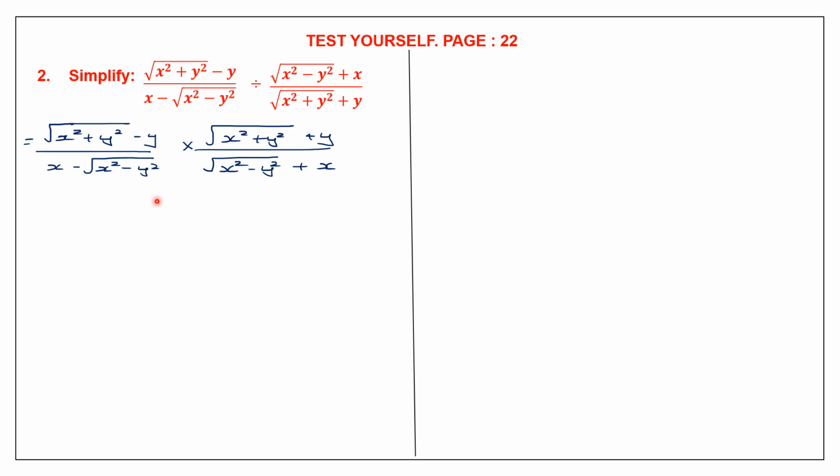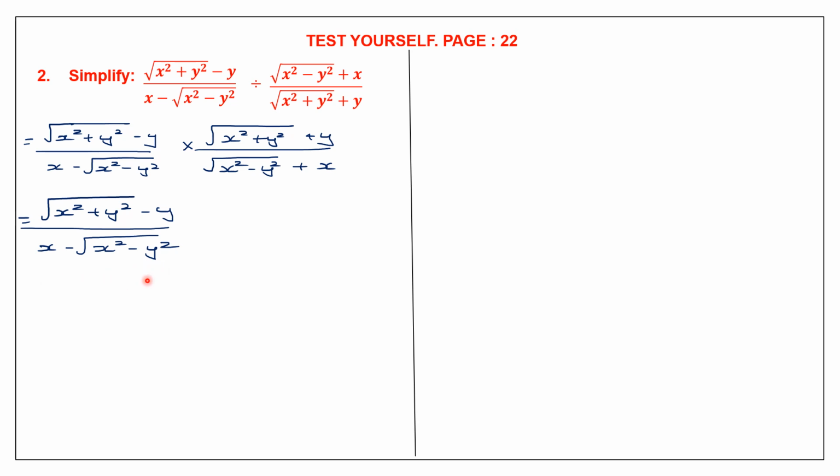Now let's rationalize the denominator of the first fraction. So this is the first fraction. We're going to rationalize the denominator of the first one. So let's do that carefully. So here we have the root of x square plus y square minus y. This is in the numerator. In the denominator we have x minus the root of x square minus y square. So the denominator of the first fraction is x minus the root of x square minus y square.